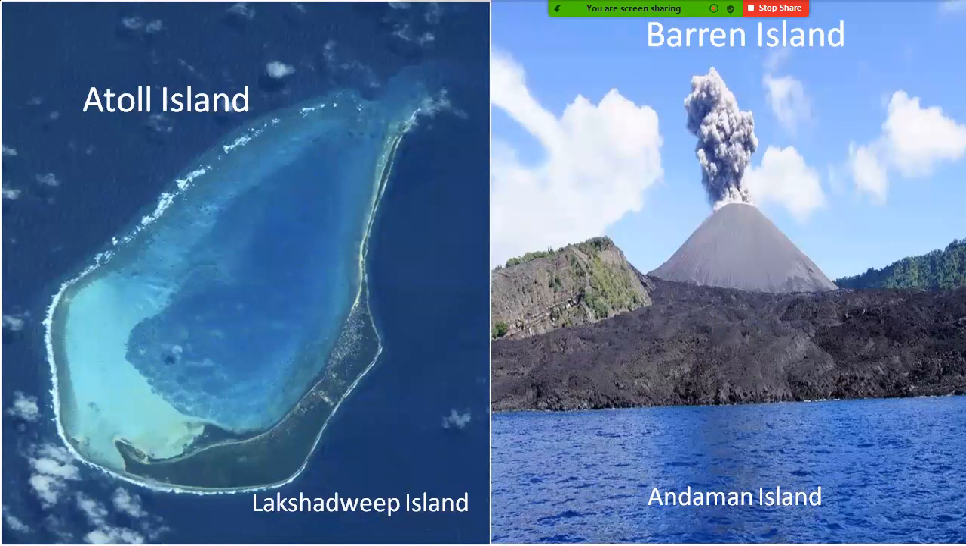The Lakshadweep Islands are atoll islands. An atoll is an island made up of coral reefs. It is generally the rim of a crater of a volcano which has been partially submerged under the sea. The islands in the Lakshadweep are not very high or large.